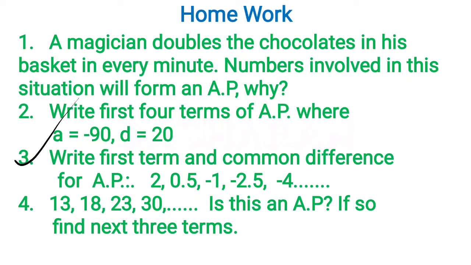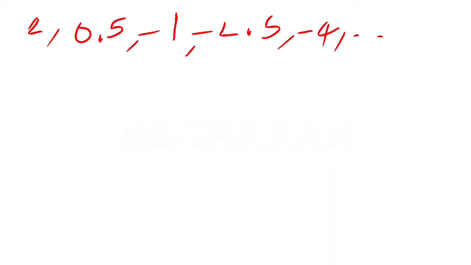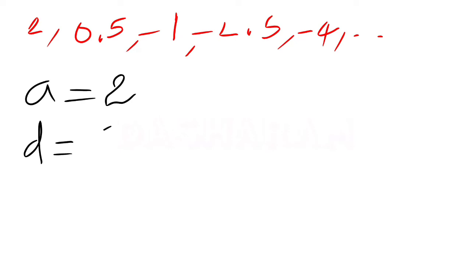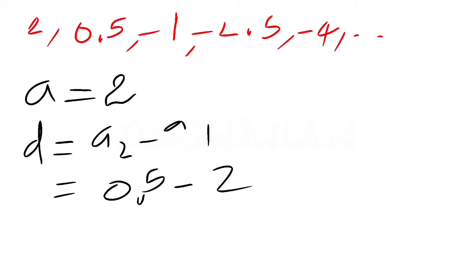Next, third question: write the first term and common difference for the AP 2, 0.5, minus 1, minus 2.5, minus 4. Here the first term is denoted with A, so A equals 2. Next, the common difference D equals A2 minus A1. A2 value 0.5 minus A1 value 2, so 0.5 minus 2 is minus 1.5.